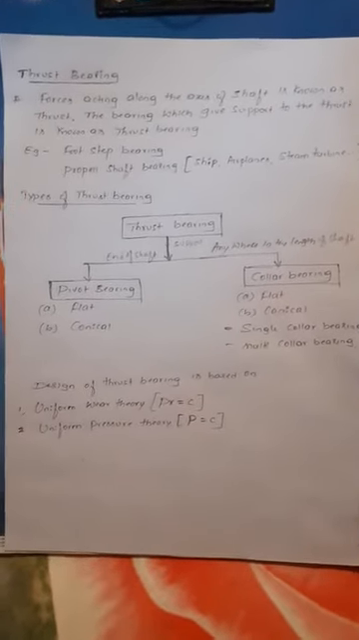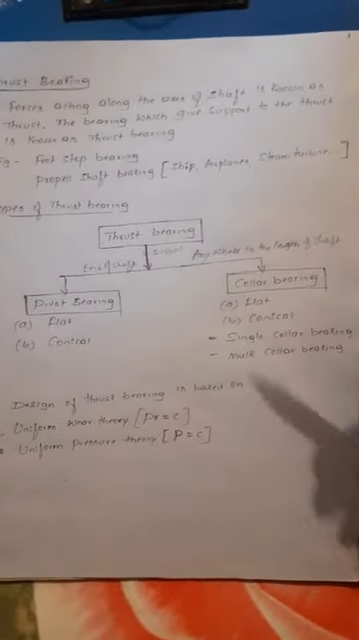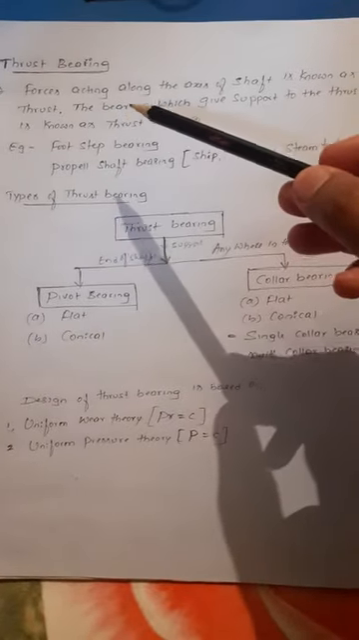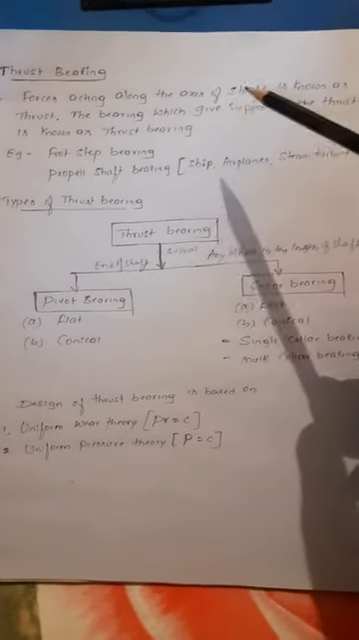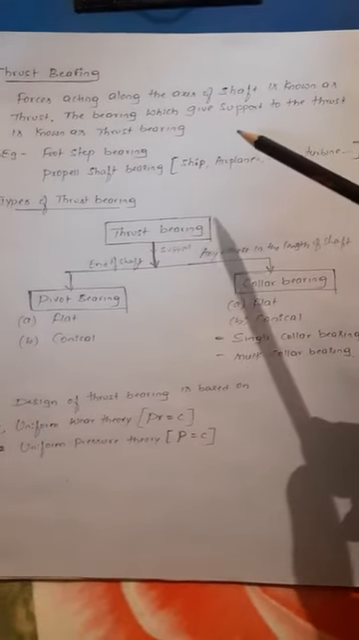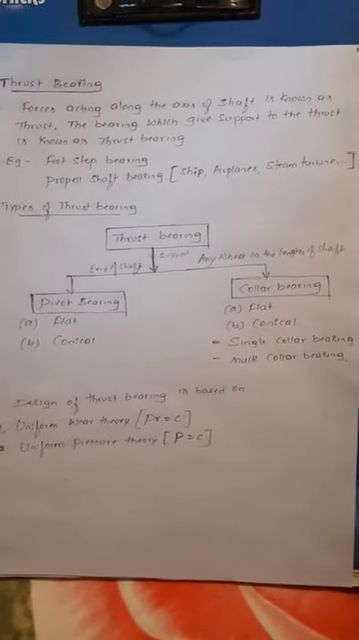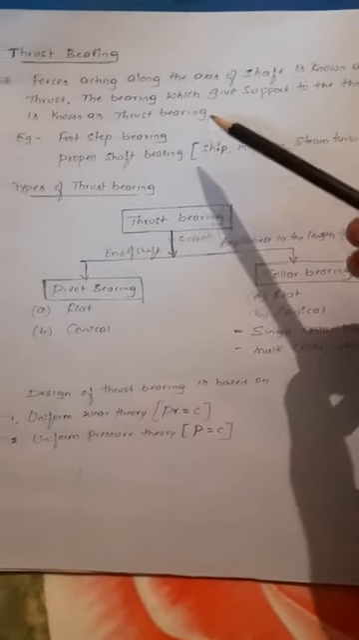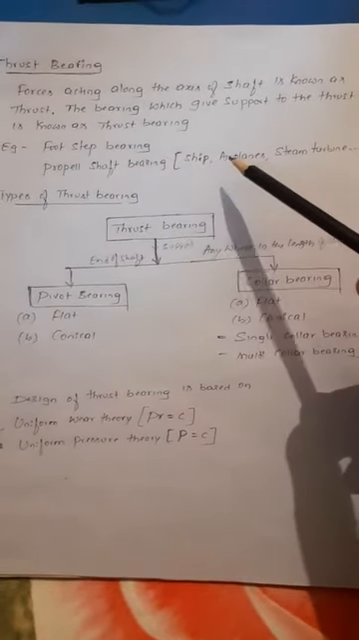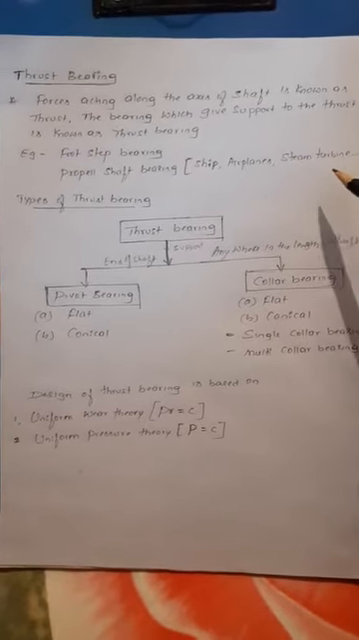So what do you mean by thrust bearing? First you should know about thrust. Thrust is nothing but an axial force. The forces acting along the axis of the shaft is known as a thrust. If we give a support to the thrust, that is called a thrust bearing. The bearing which gives support to the thrust is known as thrust bearing. Some examples of thrust bearings you can see in the footstep bearing or in the propeller shaft bearings such as ship, airplanes, steam turbine, etc.